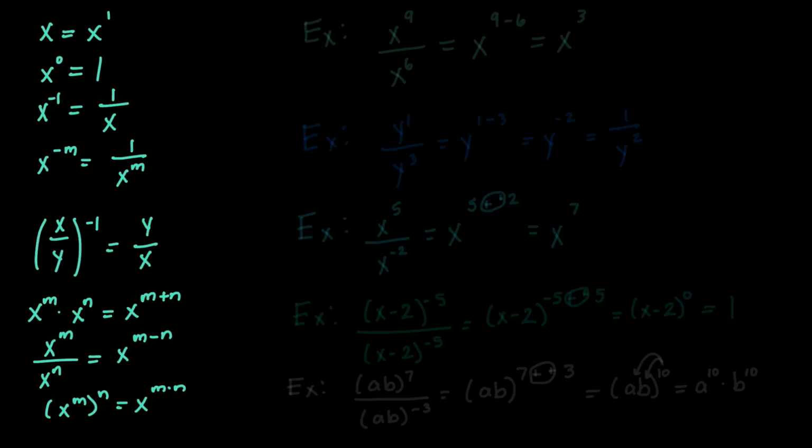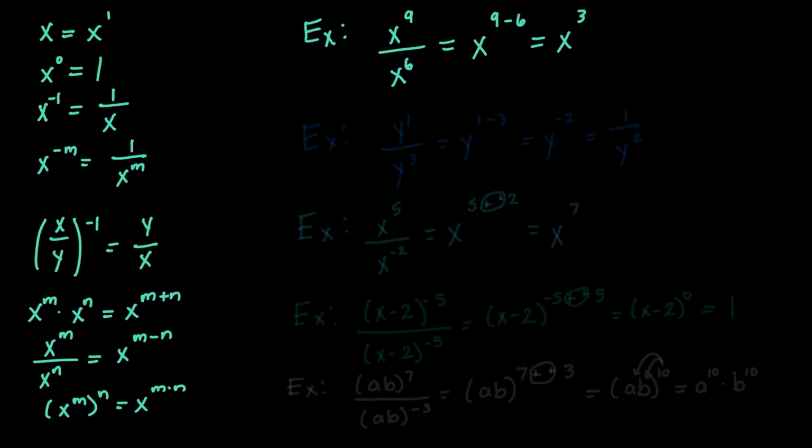Let's continue with some more one-step problems. So x to the 9th divided by x to the 6th. Bases are the same, and I'm dividing, so I know I'm going to subtract my exponents. X to the 9 minus 6 is x to the 3rd.